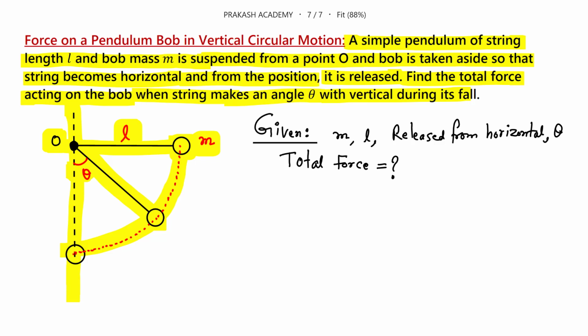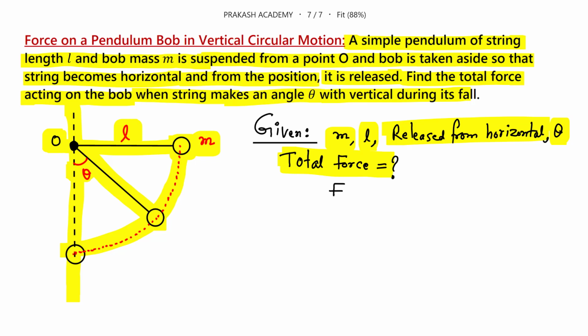So what are the things that are given? We have been given the mass of the bob, the length of the string, and that it has been released from rest and from the horizontal, and theta is also given. So we have to find, at this theta, what is the total force that is acting on this bob. Now how will you solve this problem? You have to find the total force.